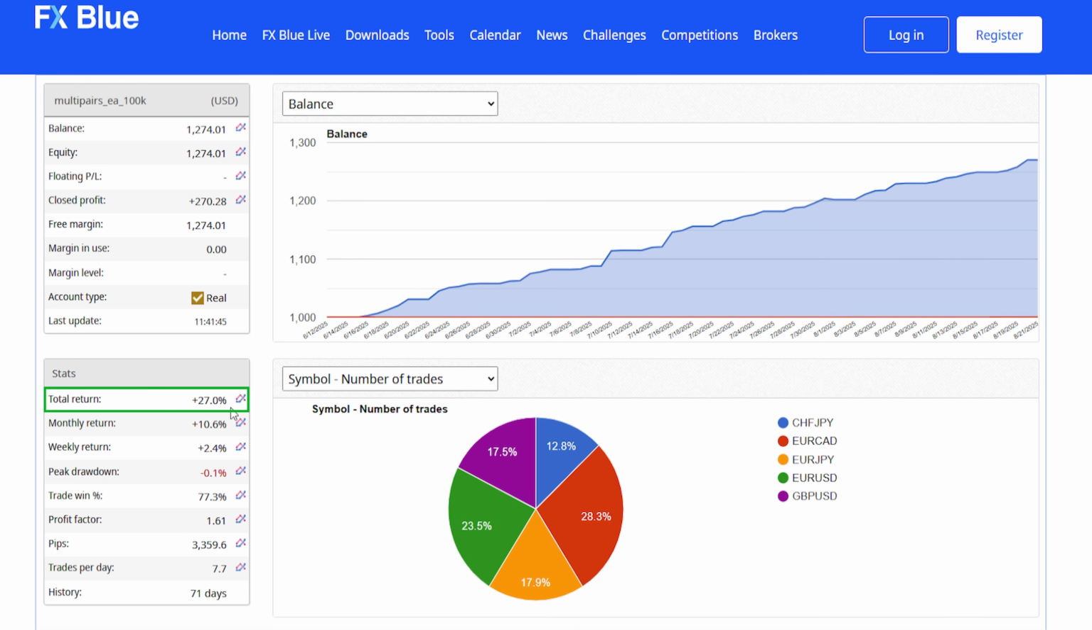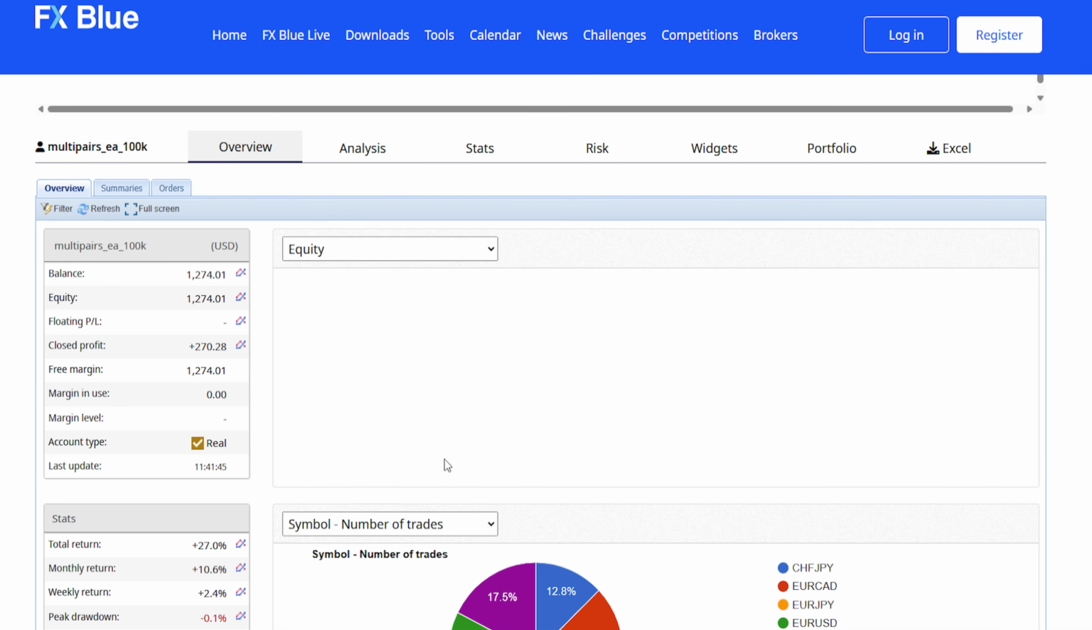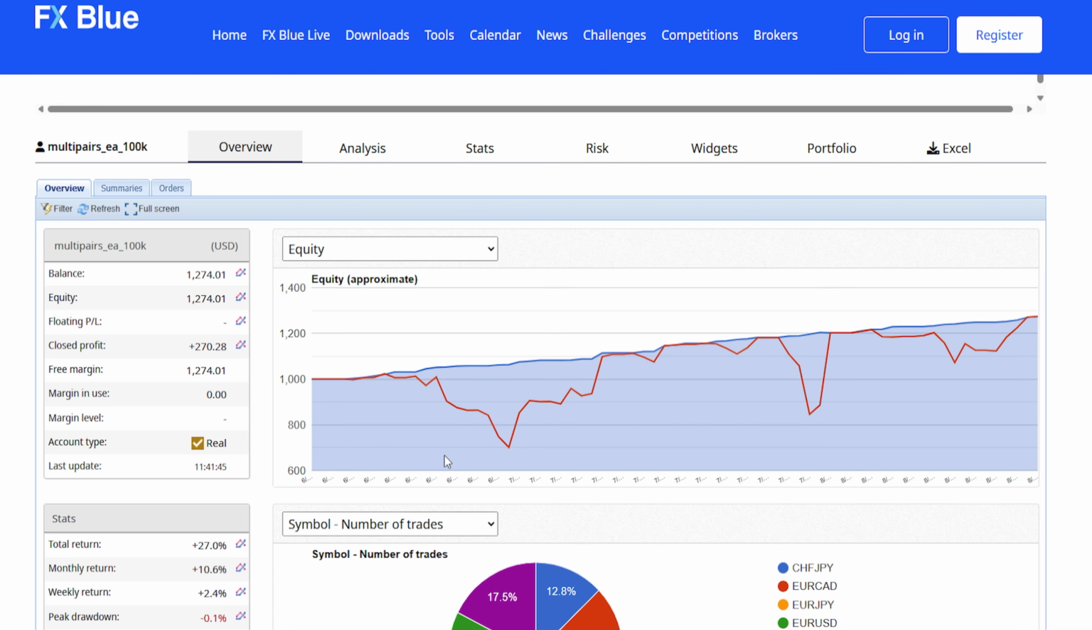And you can see that this expert advisor made 27% for 71 days, pretty equal exposure between the different currency pairs. It is most active on the Euro CAD and the Euro dollar. You can see a very smooth balance line, and if I switch to the equity, we will see what the risk is in the account.